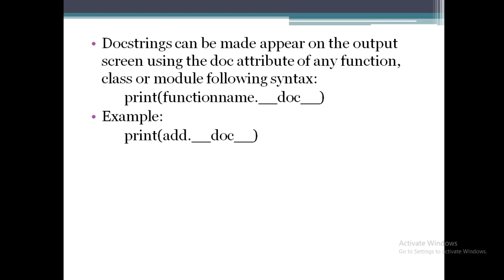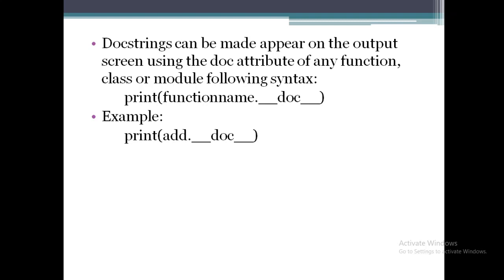Now these doc strings are, as I told you, available in the function definition as a part of the program. But if you want to display them on the output screen, you can make them available. So doc strings are generally available in the program only, but you can make them available on the output screen also. So how to do it? You can print them by using the print function and the name of the function within which you are writing the doc string, so the function name dot double underscore doc double underscore.